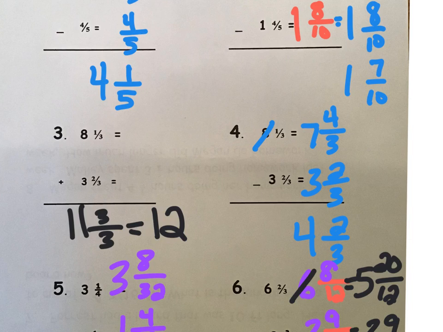20/12 minus 9/12 is 11/12. 5 minus 3 is 2. Our answer is 2 and 11/12.